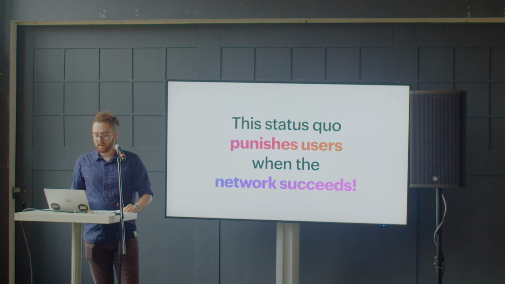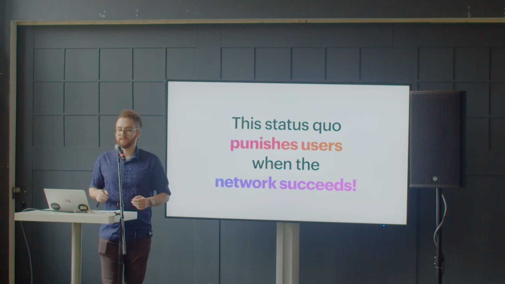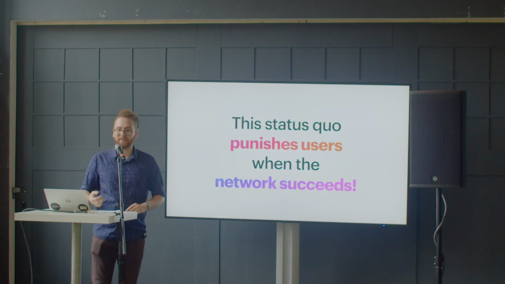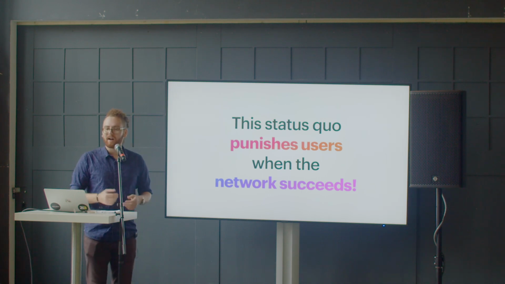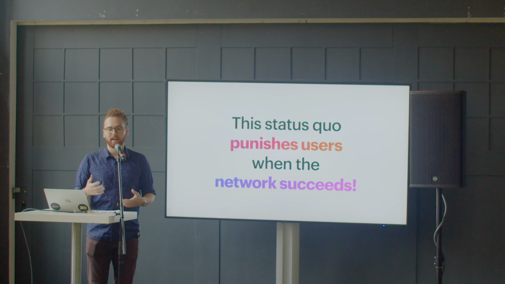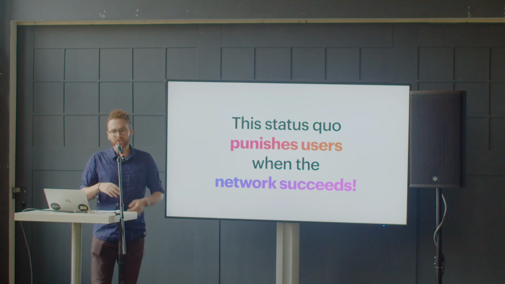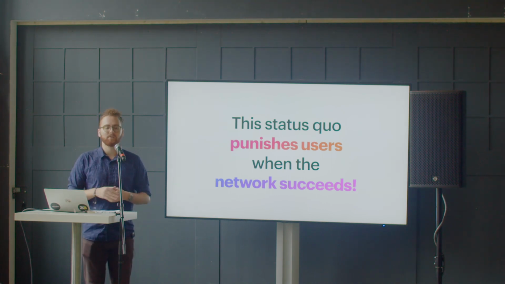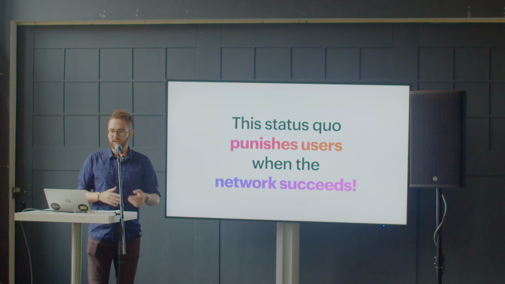And in particular, this status quo punishes users when the network succeeds, which is sort of the opposite of what we'd actually like to be the case. We'd like to reward users for the network actually being successful. So why is this true? Well, as the number of transactions increases, then proportionately to that, the amount of hashing effort that any client has to do increases. Not proportionate to your own effort, but proportionate to the amount of transactions that are globally happening on the network, because you need to process everyone's commitments that have ever happened.